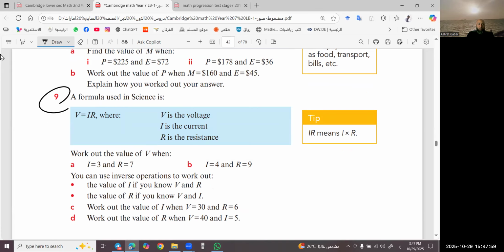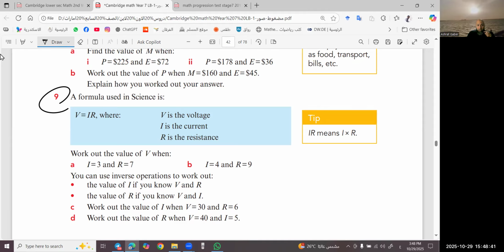In this exercise, number 9, Lujain, read the exercise. A formula used in science is V equals I R, where V is the voltage, I is the current, R is the resistance. Work out the value of V when I is 3 and R is 7. So the answer is 21.